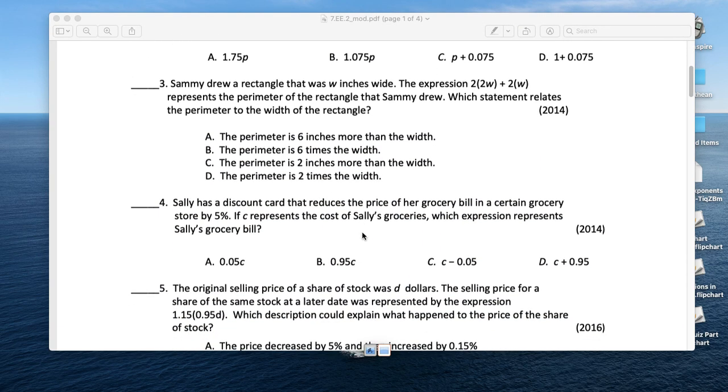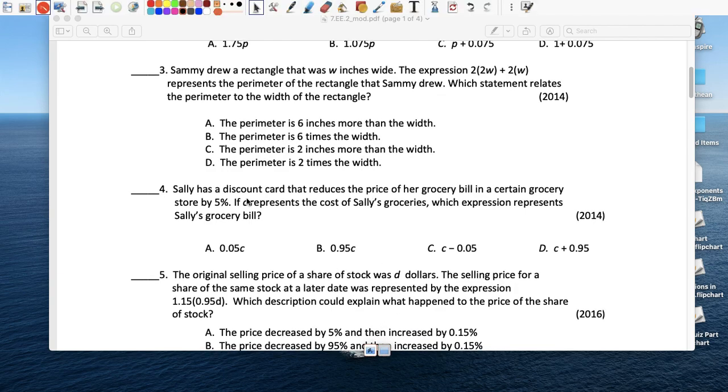3. Sammy drew a rectangle that was white, so it helps if you draw. Here's a rectangle. And the width is W. The expression 2 times 2W plus 2W represents the perimeter of the rectangle that Sammy drew. Which statement relates the perimeter to the width of the rectangle?